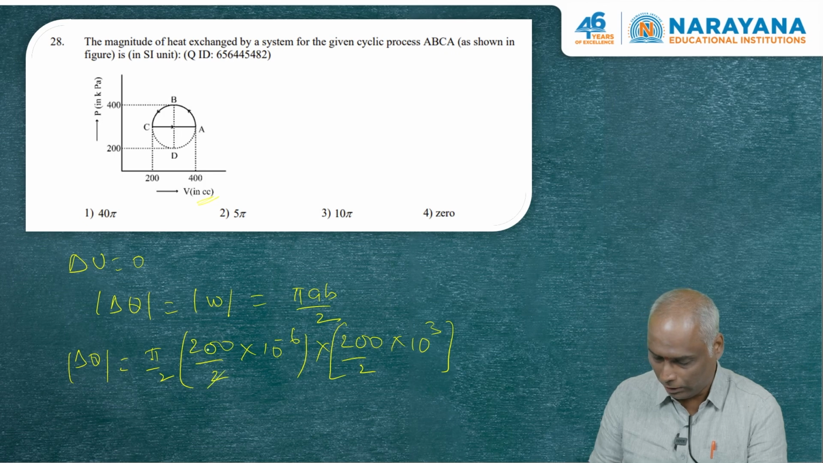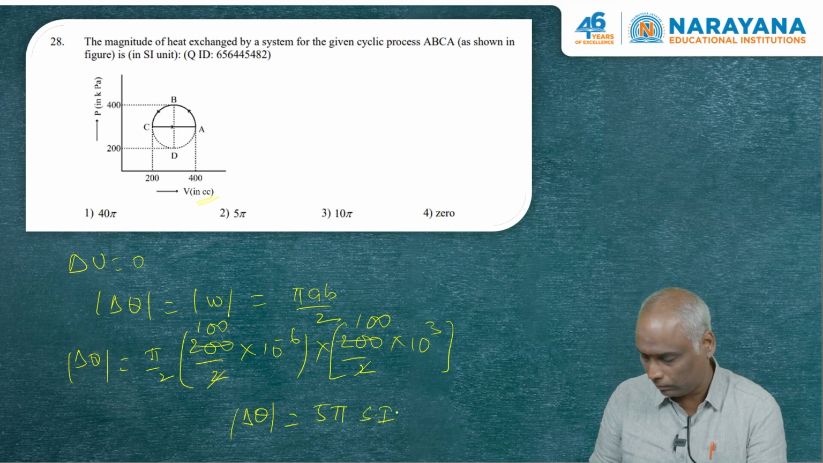So now on simplification, here this will go 100 times, here also 100. So this value, mod delta Q, is going to be 5 pi SI units. So it's going to be option 2.